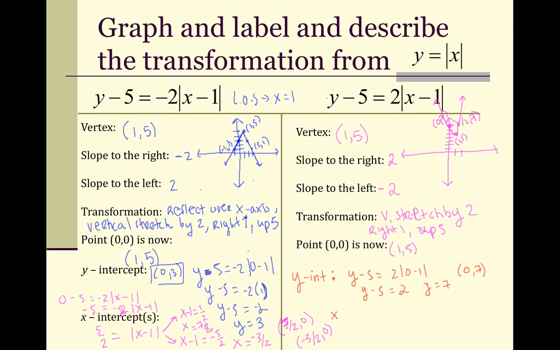For my x-intercepts, we know we shouldn't get any. So let's see what that looks like algebraically. I'm going to plug in 0 for y. 0 minus 5 equals 2 times the absolute value of x minus 1. So this is going to be -5. Remember, we're not distributing into that absolute value. Don't do that. Divide by 2, -5/2 equals the absolute value of x minus 1.